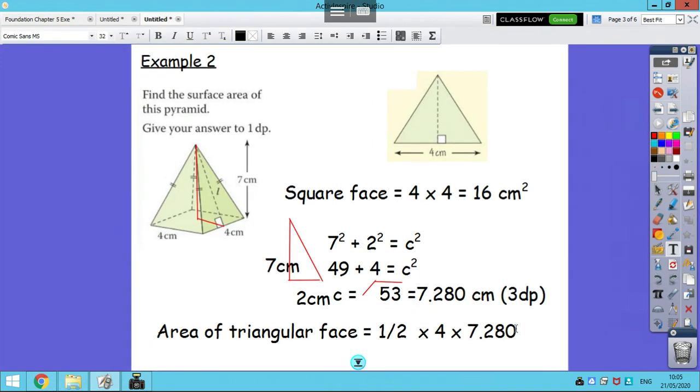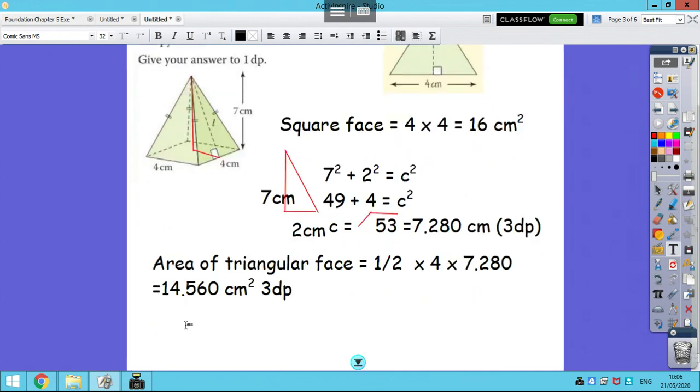So the area of the triangular face is this. So I'm going to multiply it by 4, times it by a half, and I get 14.560 centimetres squared to 3dp. Okay, that's one of the faces. How many triangular faces are there? There are 4, so I just need to multiply that by 4.